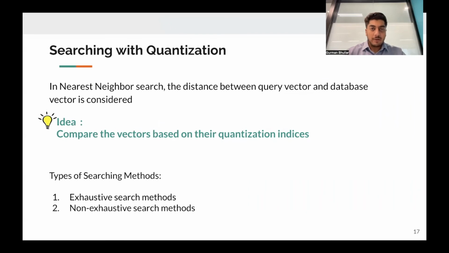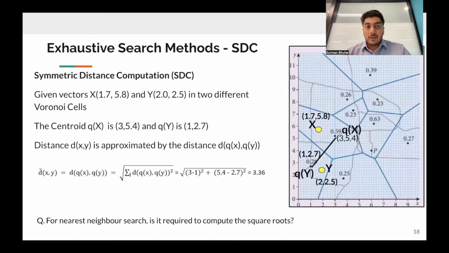Now we have understood what quantization is and what product quantization is. Now let's talk about how we're going to do searching with this quantization step. There are two types of methods: the exhaustive search method and the non-exhaustive search method. In the exhaustive search method, we look at all the data points. Whereas in the non-exhaustive search method, through some pre-processing steps, we look into a particular section of the data set and try to find the results in that section, not looking at all the data points.